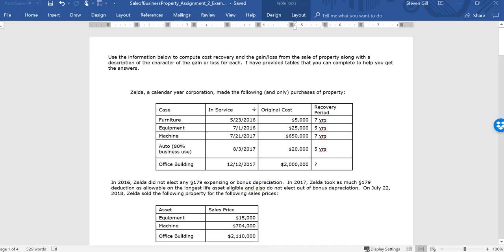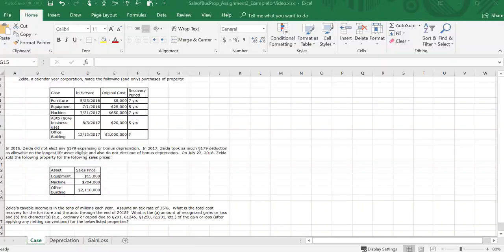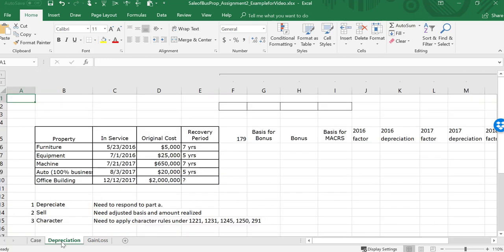So this is all business equipment, furniture, machines, a building. It was all used in a trade or business, and so I need to depreciate that. So I'm going to do that in Excel. And the first thing I'm going to do is look at each year separately. So what I've done is I've taken the same information and pasted it into Excel, and now I can do a depreciation schedule based on some of that information, right?